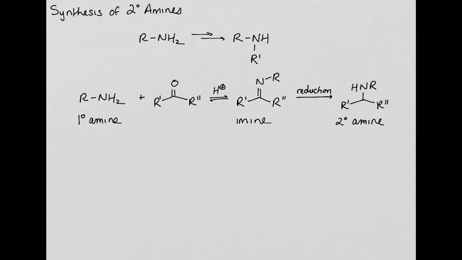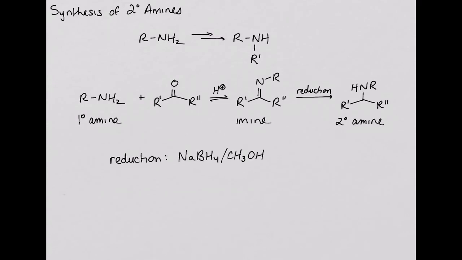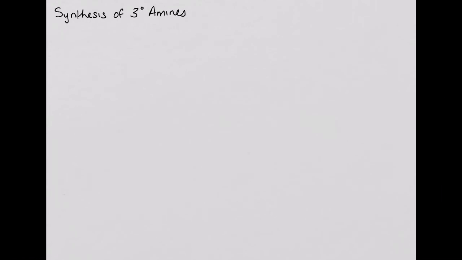The reduction of an imine to a secondary amine can be carried out in two different ways. Either sodium borohydride can be used, or lithium aluminum hydride. Finally, let's look at the synthesis of tertiary amines. This process converts the secondary amine to a tertiary amine, again by adding an R group.